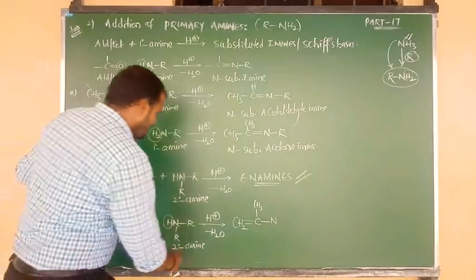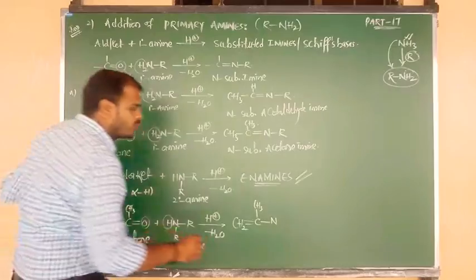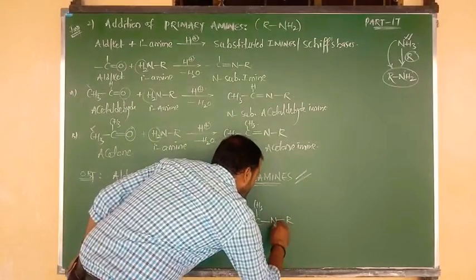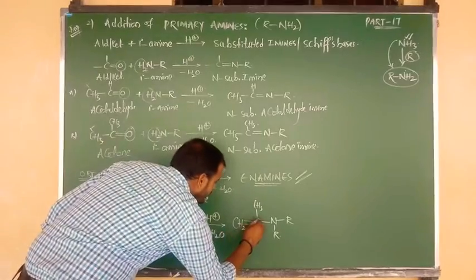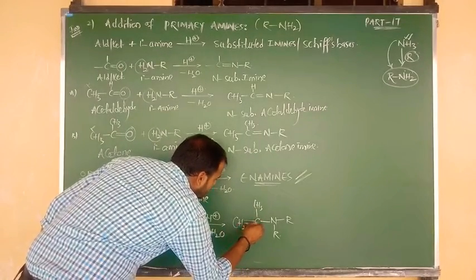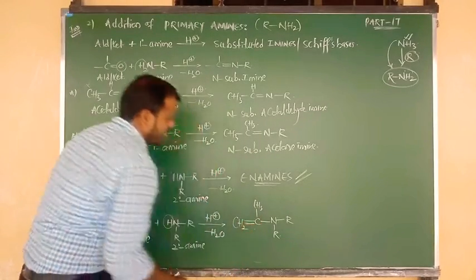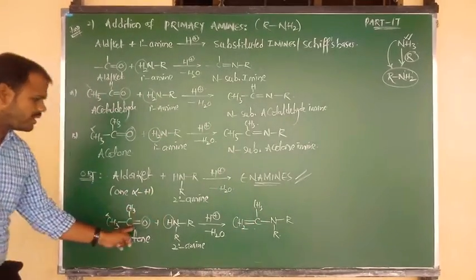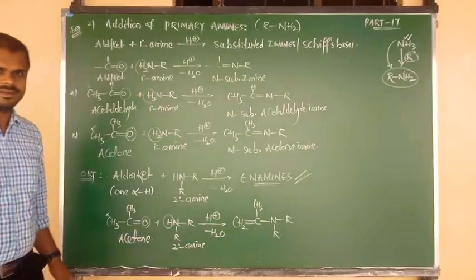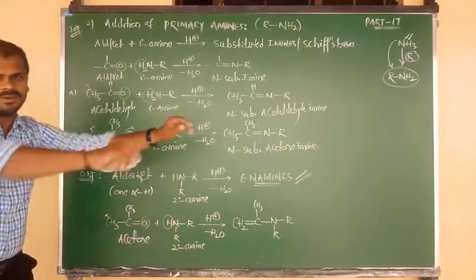Okay, right. And nitrogen is connected to how many alkyl groups? Two alkyl groups. Nitrogen connected to two alkyl groups. Nitrogen connected to how many alkyl groups, beta? Yes, we have to say that nitrogen is connected to two alkyl groups. Single bond becomes double bond, double bond becomes single bond. Clear all of it? Good.